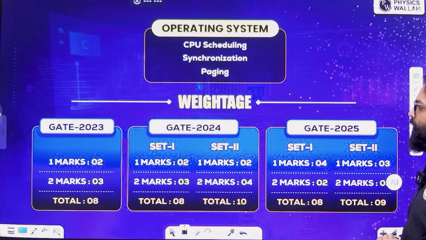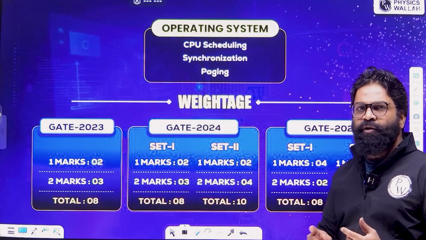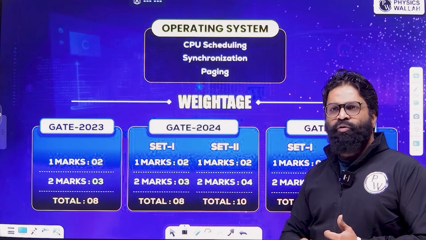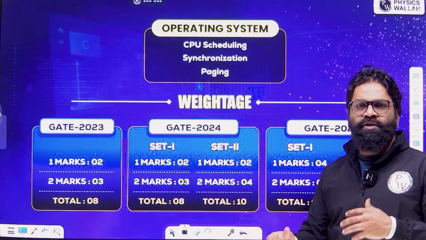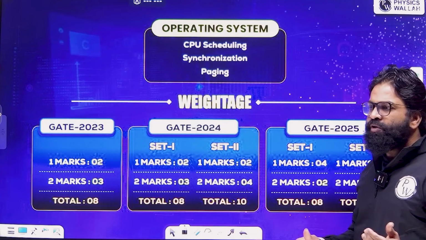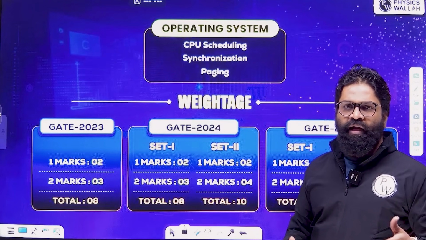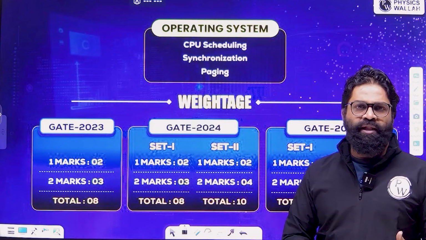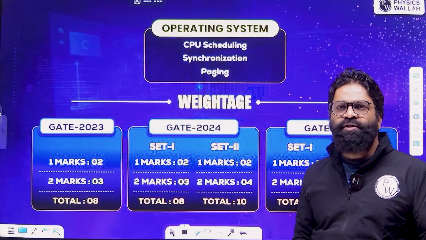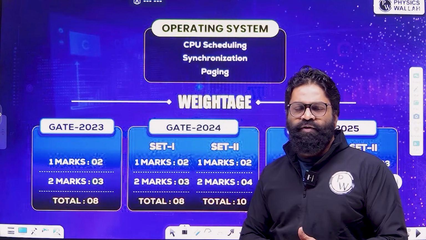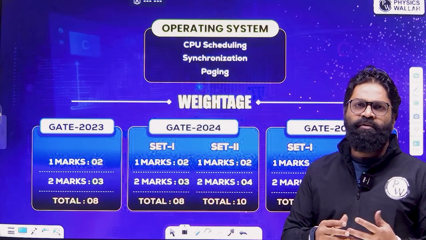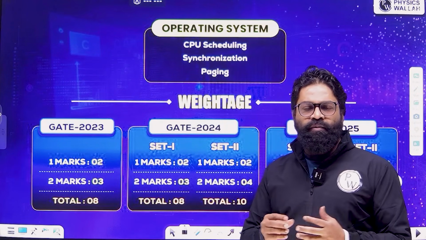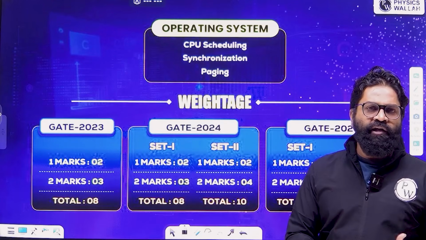Let's move to the next one. Operating system, again on an average. For example, your DBMS, operating system, COA, these are all the subjects. Out of that, DBMS is easy, then operating system, and then COA. And then you must be thinking, sir, I like COA most, and for me COA is easy, operating system is tough. Some students say, sir, DBMS is tough, operating system is easy. So it depends on the person, but overall, based on the GATE pattern, DBMS is quite easy, and you can easily score.